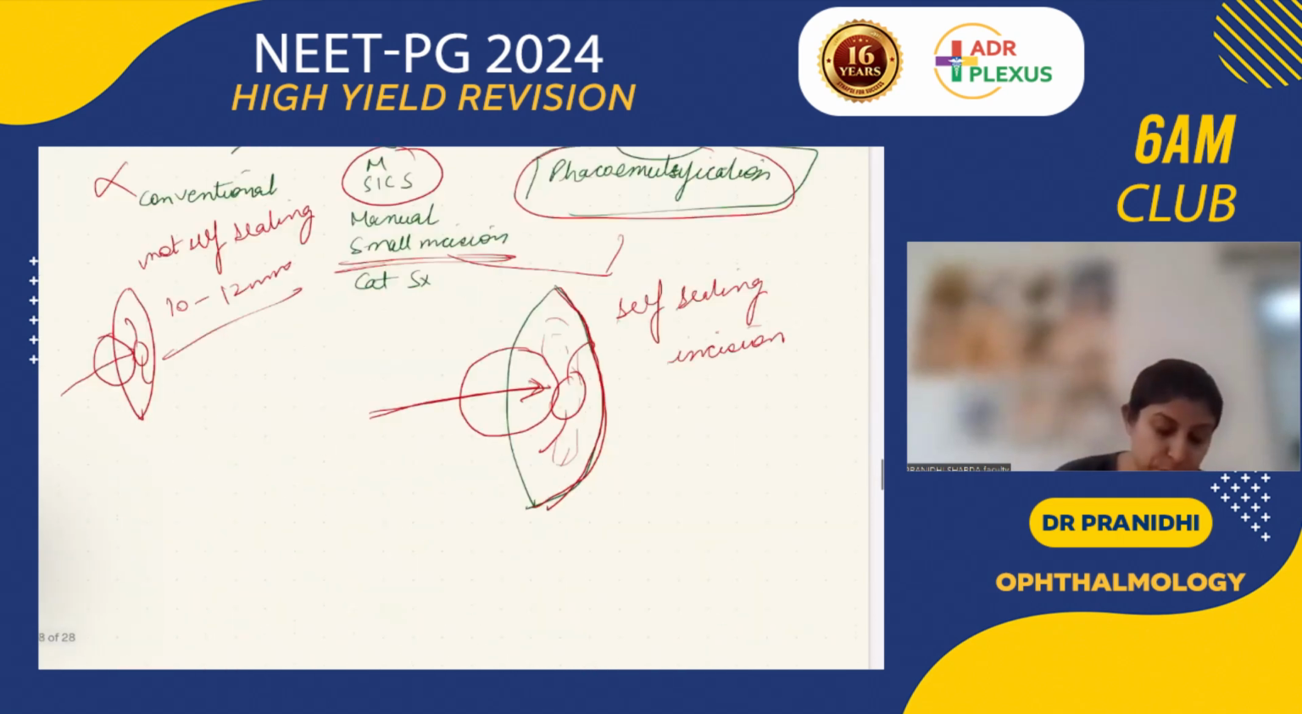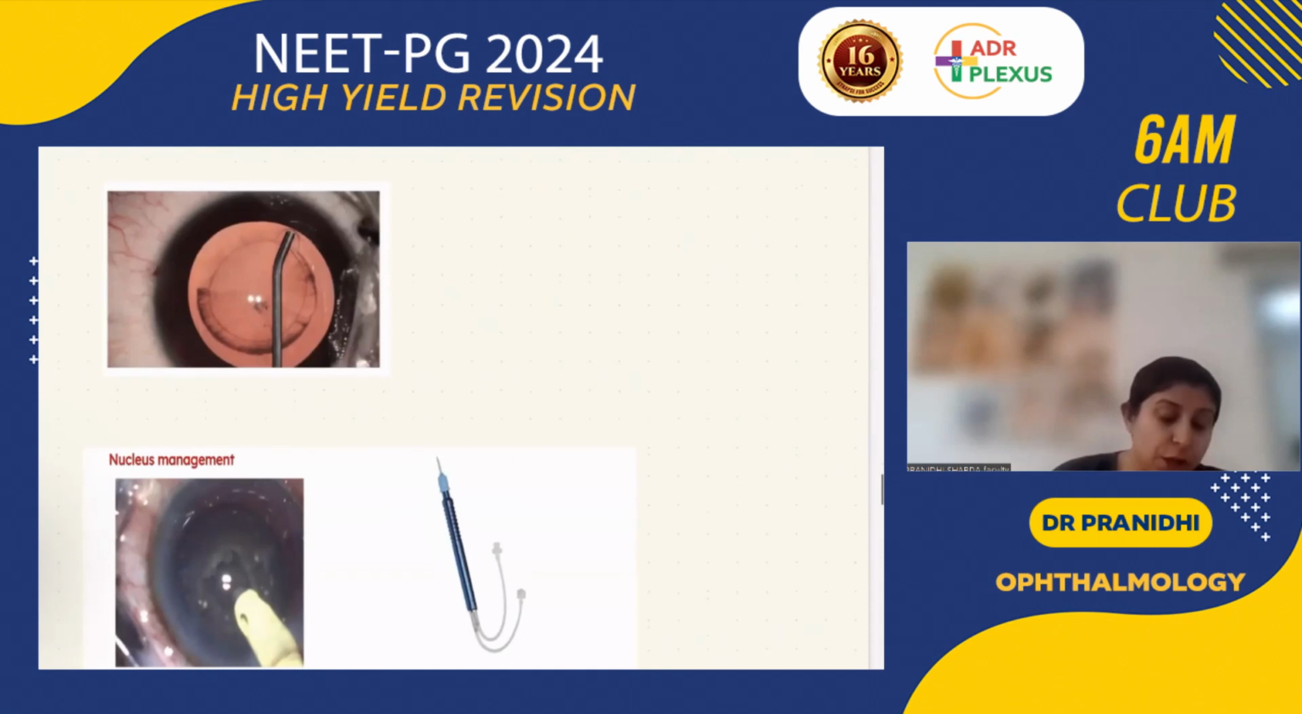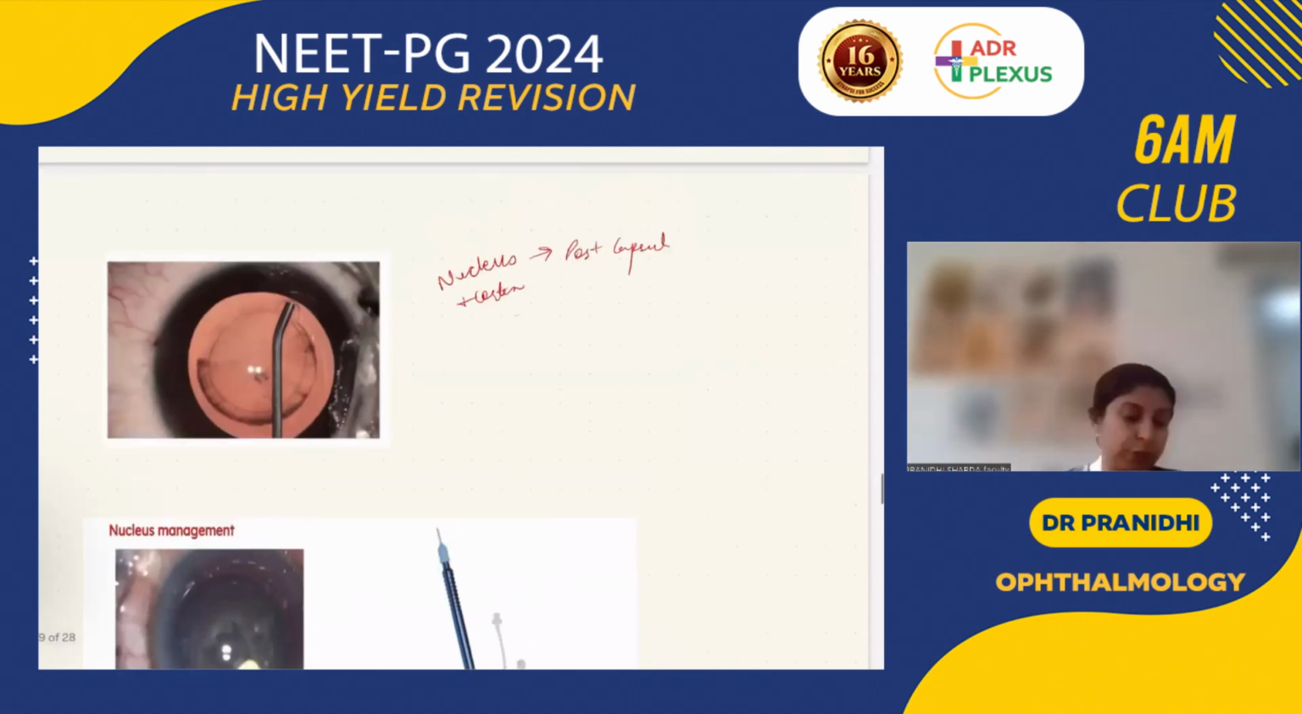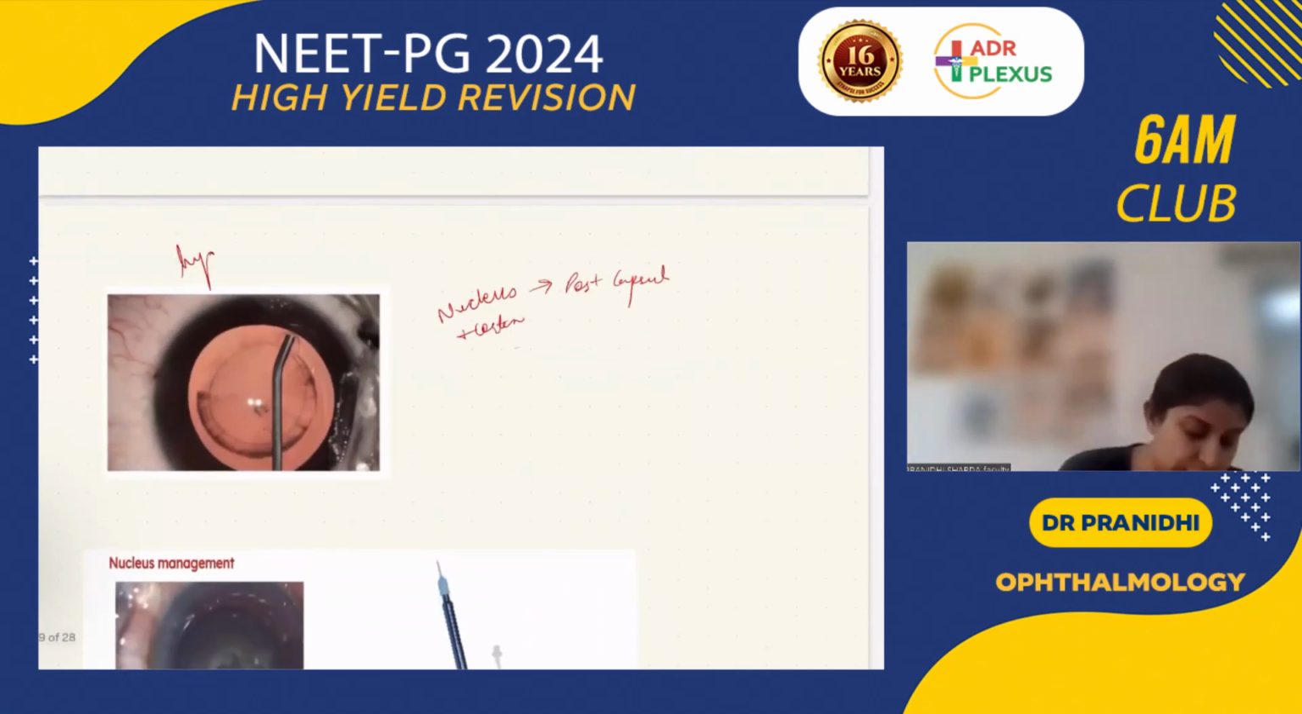After capsulorhexis, we have to separate the nucleus and cortex from the posterior capsule. It is done with the help of the process known as hydrodissection. What we do in hydrodissection is we introduce a syringe cannula.